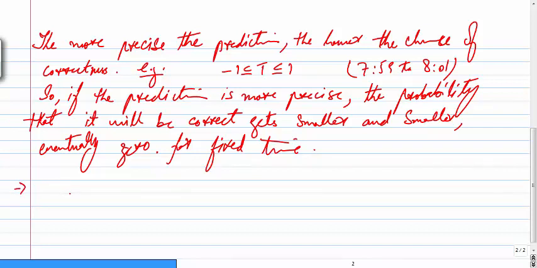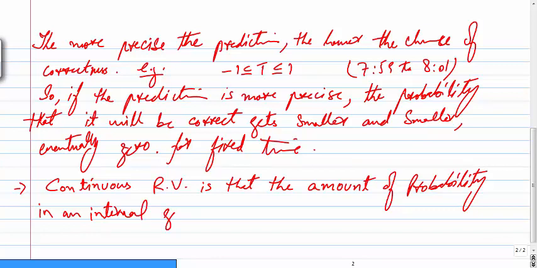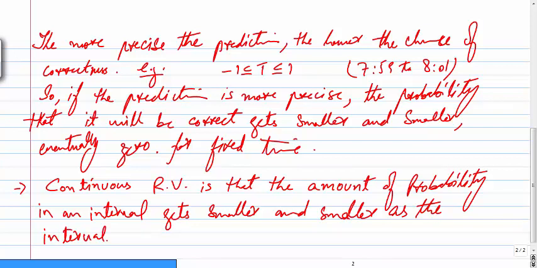Now, the idea of a continuous random variable is that the amount of probability in an interval gets smaller and smaller as the interval shrinks.